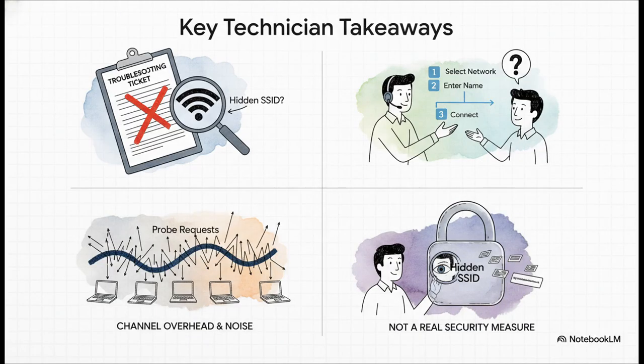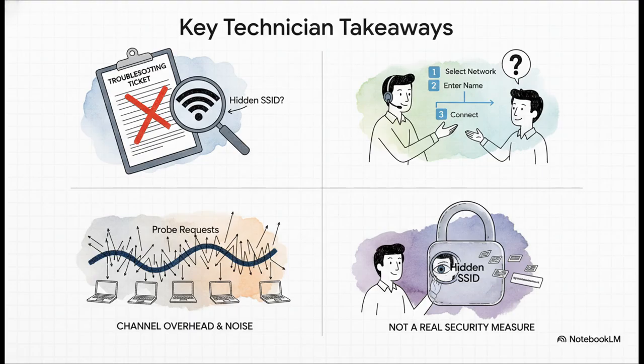First, troubleshooting. Seriously, if a user comes to you saying, "I can't connect," a hidden SSID should be one of the very first things you ask about. It's a super common point of failure. Second, get ready to be a teacher. You will absolutely have to walk users through that manual connection process, and trust me, it's not obvious to most people. Third, the RF environment itself. All those devices shouting probe requests for hidden networks they've connected to before, that adds a ton of extra noise and eats up valuable airtime on your channels.